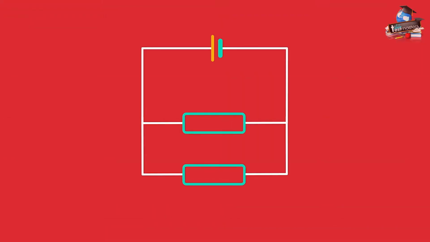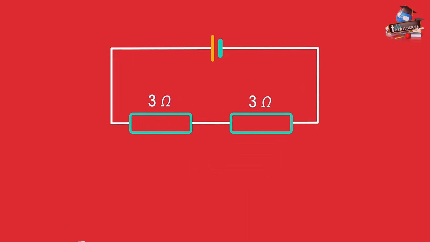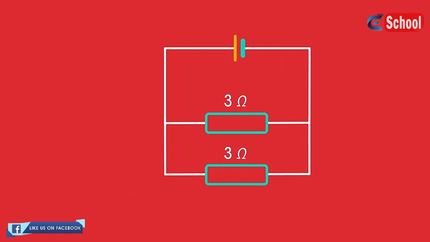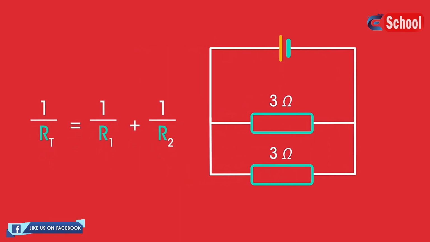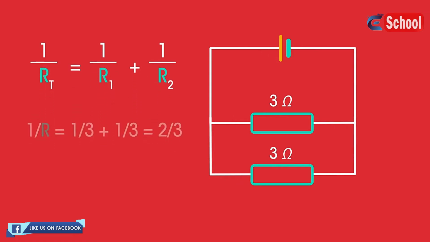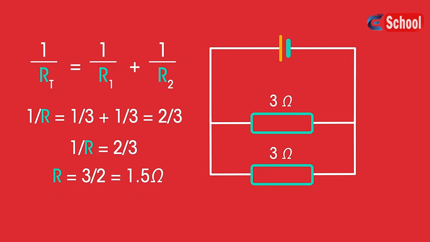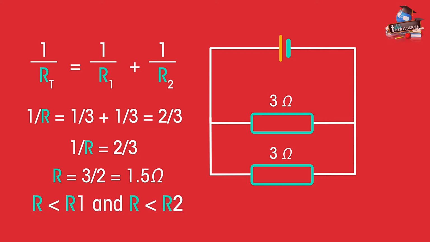When resistors are in parallel, things work out a bit different. Look at this circuit. If these two resistors were in series, then their combined value would be 3 ohms plus 3 ohms equals 6 ohms. But when in parallel, we use this formula. In this example, we have 1 over R equals 2 over 3, then R equals 3 over 2 equals 1.5 ohms. The total resistance is lower than each individual resistor.